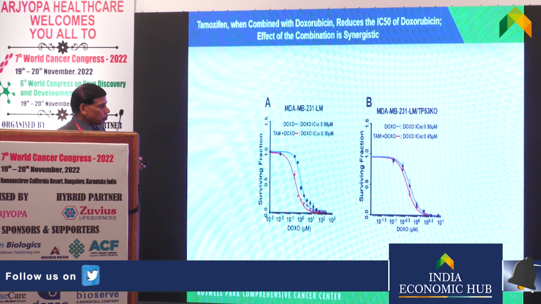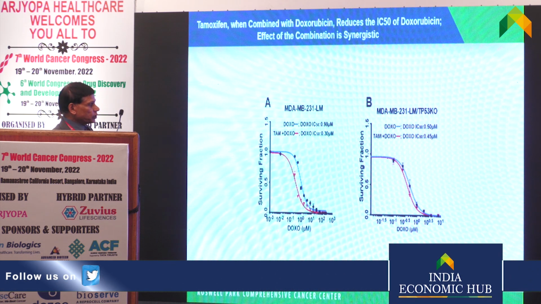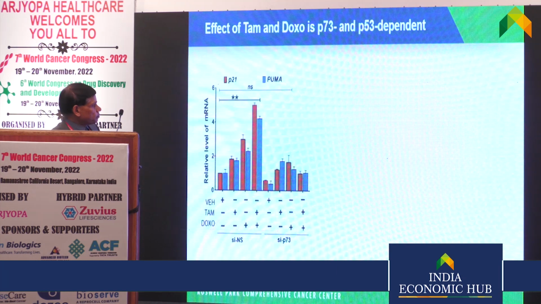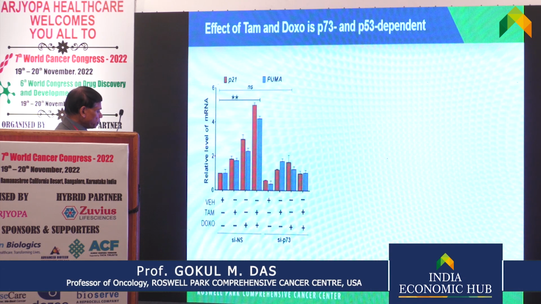So this is very important in terms of stratification of these tumors in selecting what drugs will be effective in the patients or not. So this is also, as I stated previously, that when you have this combination of tamoxifen and doxorubicin, anti-proliferation genes are upregulated.